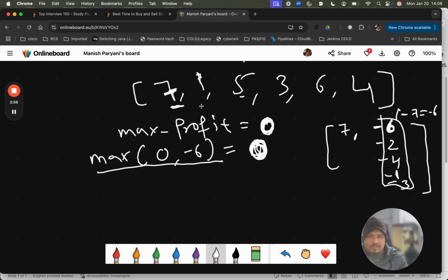Now, coming to the second day. This is my first iteration. I'll buy this first and then sell on each day and see where I'm making a maximum profit. So I can see if I take a maximum, I'm not able to make a profit here. Definitely here I'm making a zero profit.